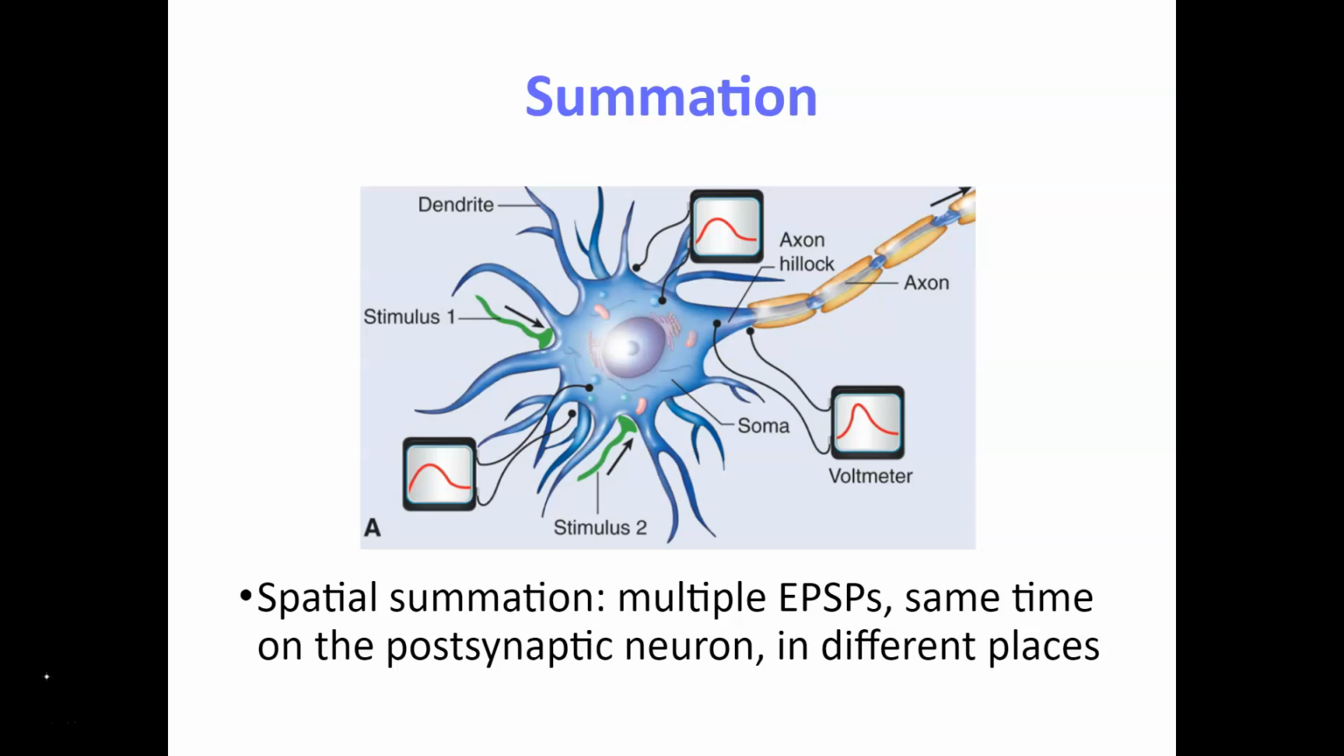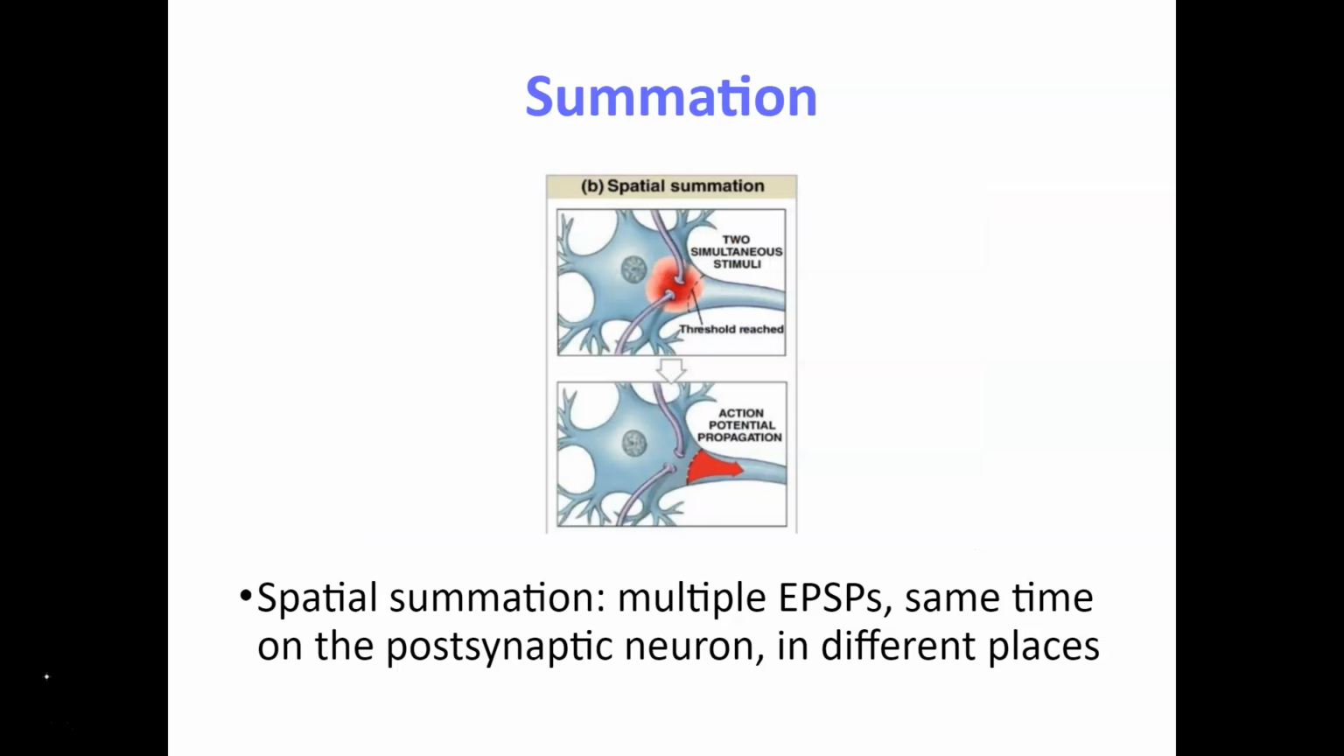They've added together. And that's what we're seeing in this different picture. We have two different axons that are giving a signal to our cell membrane. They are adding together. Threshold has been reached, and now we'll have action potential propagation.